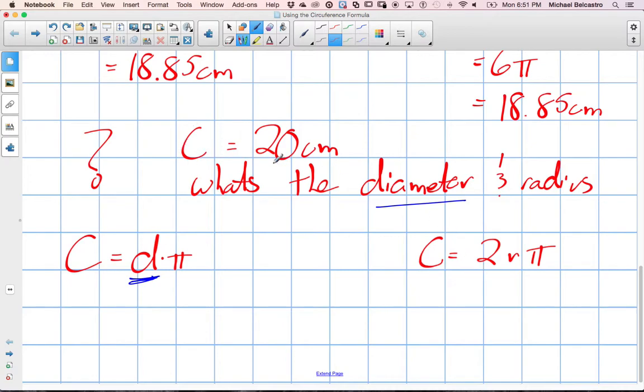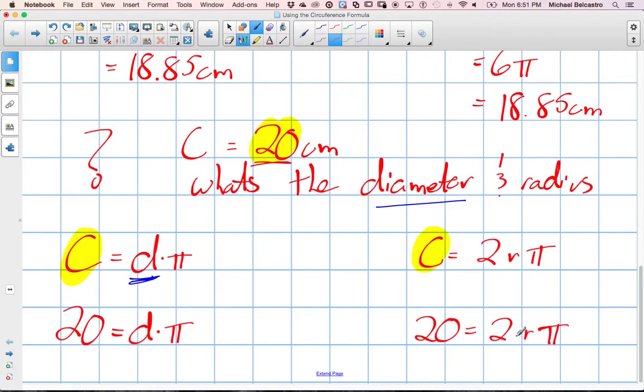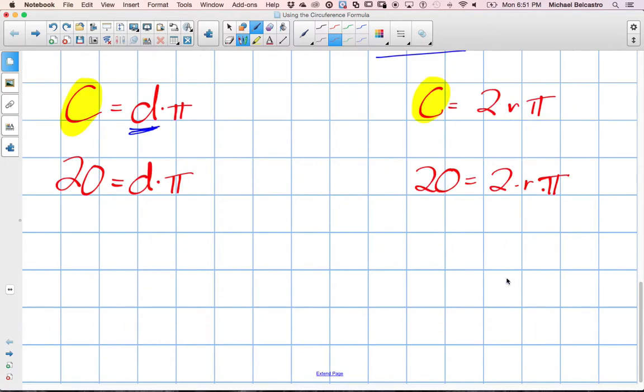When they tell us C is 20, that means we're going to replace the letter C with the number 20. And we'll do it for both of these. Okay, so we'll replace it with 20. 20 equals d times pi. 20 equals 2r pi. So this one's a little harder to talk about, and it might be easier to actually just use this formula, but we can talk about how to do this one. We've got to get d by itself.